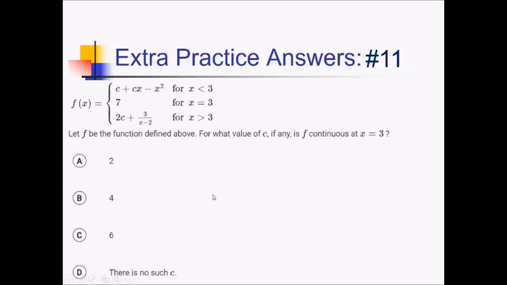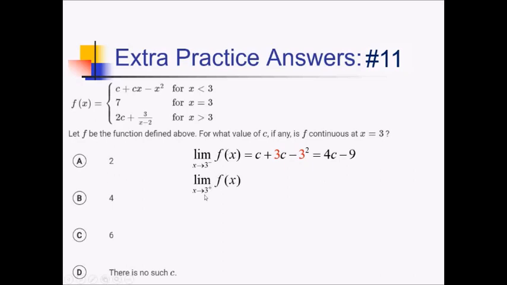All right, so let's start by trying to prove that this thing is continuous, and we'll just leave c around until we can actually figure out what it is. For continuity, I need the limit to exist, the function value to exist, and the two to equal each other. Let me start with the left side limit as x approaches 3. I plug 3 into the x less than 3 rule, so I've got c plus 3c minus 3 squared, which combines to 4c minus 9.